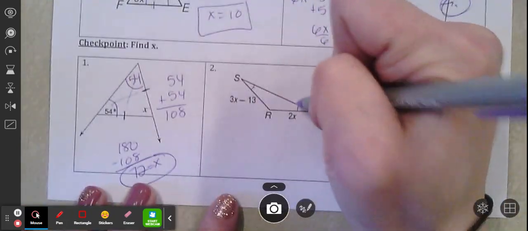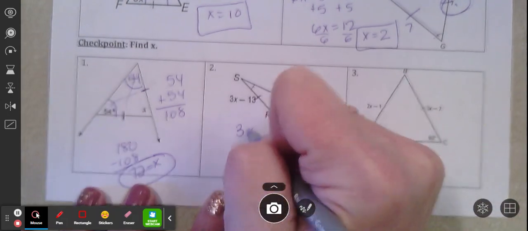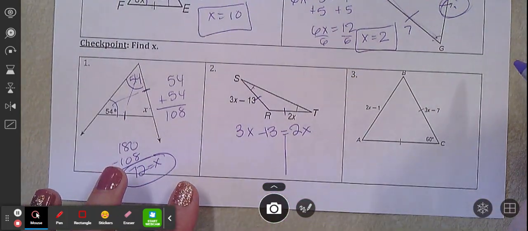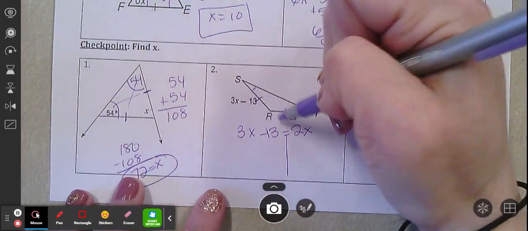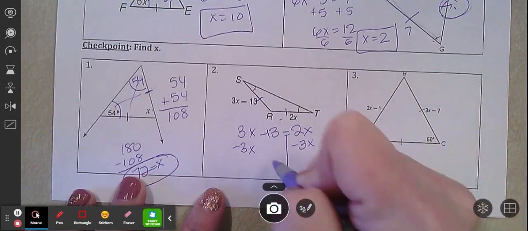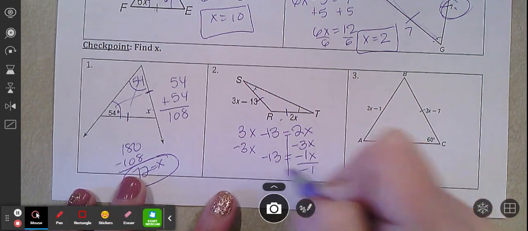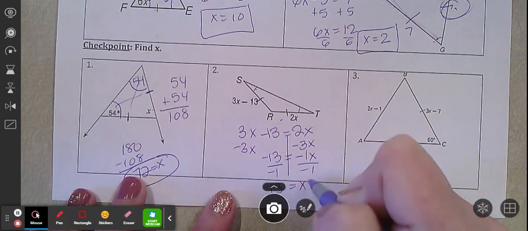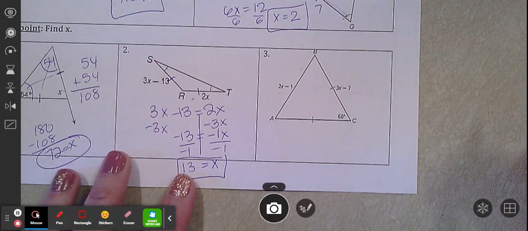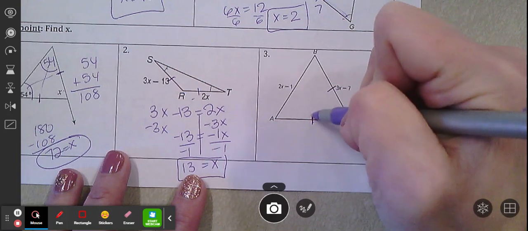Number 2, if these two angles are the same, these two sides are the same, what do we know about them to solve for x? We know that they're equal. Whoops, 13 equals 2x. Remember that sides don't ever add to 180. So if you're given sides, a lot of times they end up being equal to each other. So I'm going to bring this 3x over here so we can get the x's on the same side. So that 2x minus 3x is going to be negative 1x. And now we have to divide by negative 1 to get that x all alone. X is 13.